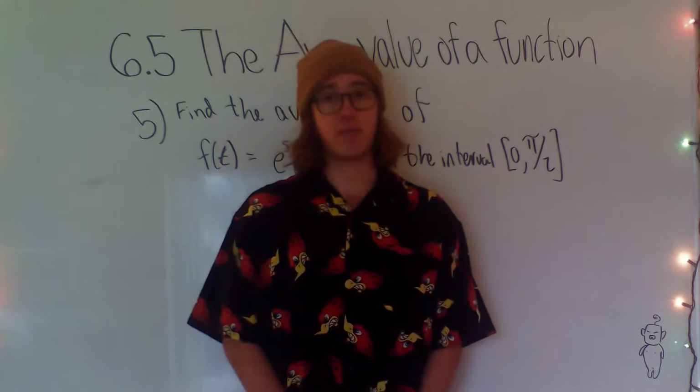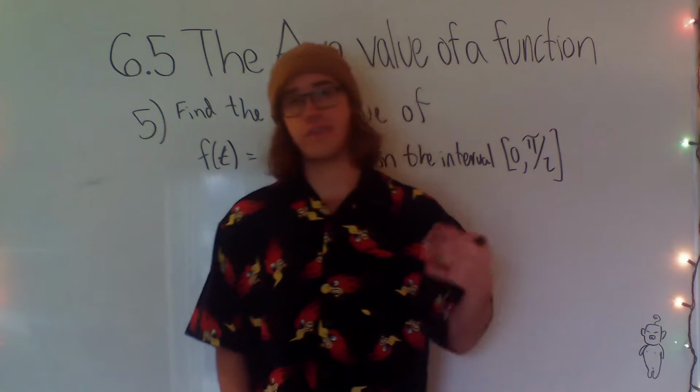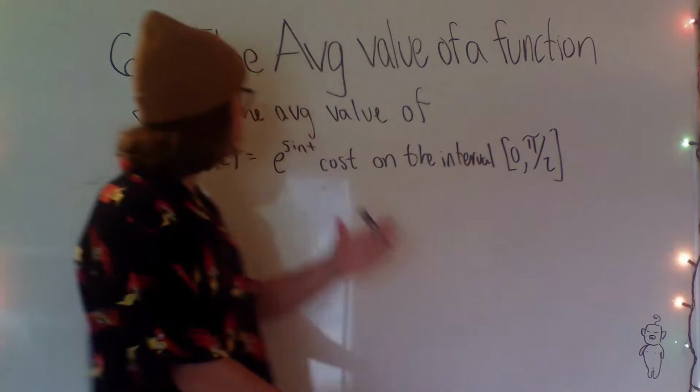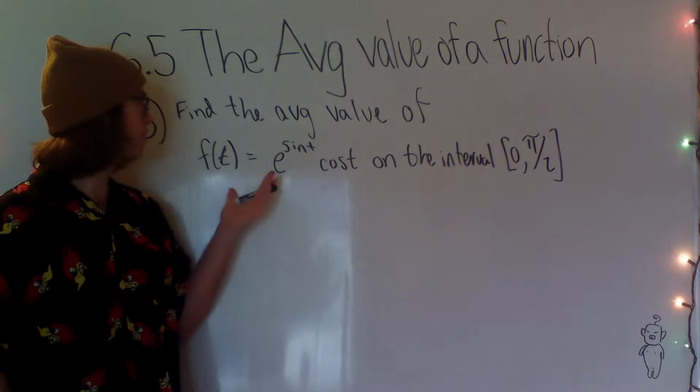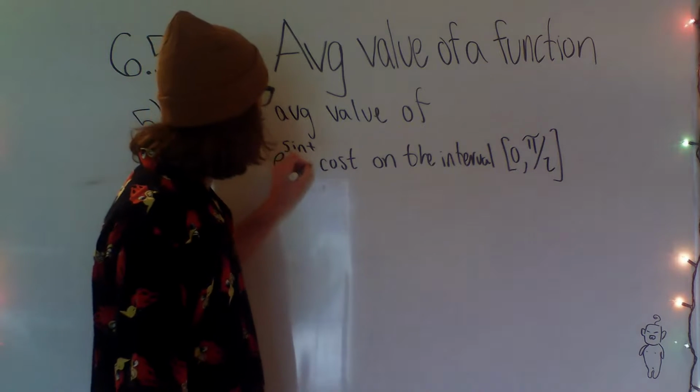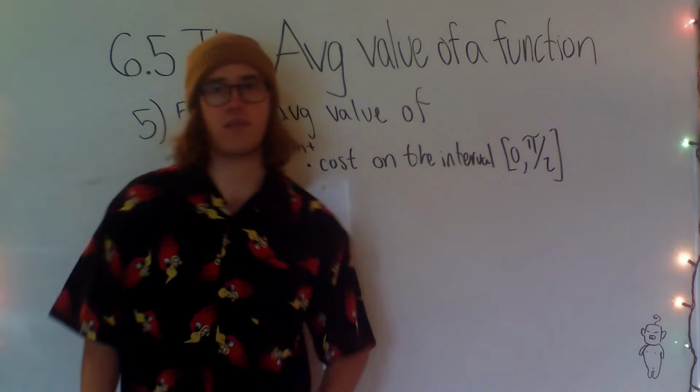Now on to our practice problems. We're going to be doing number 5 and 15 from the section in our book. And so number 5 states, find the average value of our function f of t equals e to the sine t times cosine t on the interval 0 to pi over 2.